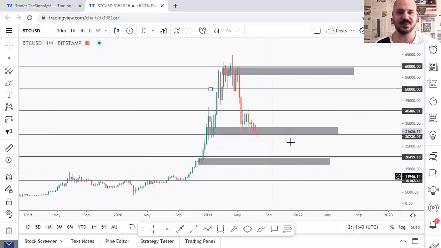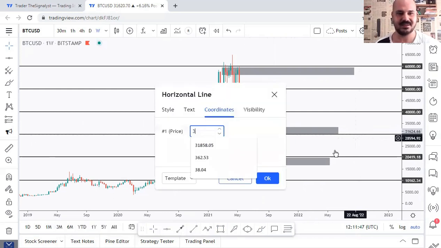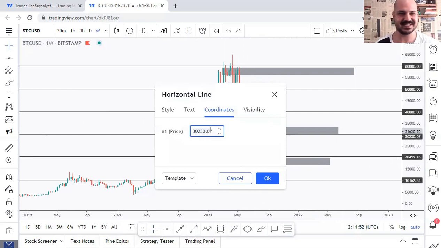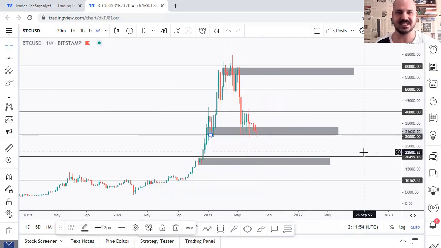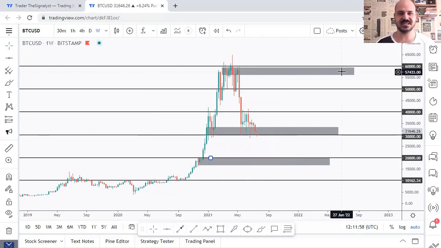You know what? Let's do it quickly. So the 40K, 30K, and of course, not 3K. Okay, 30K and 20K. That's it, right? So that's why I will delete these zones, to make the chart clean. So let's delete these ones.